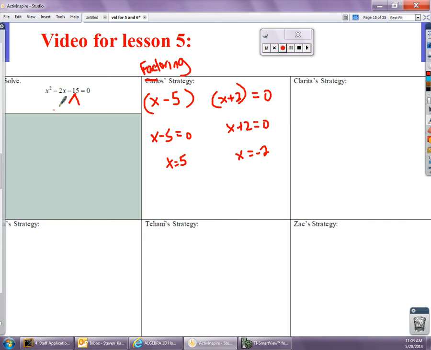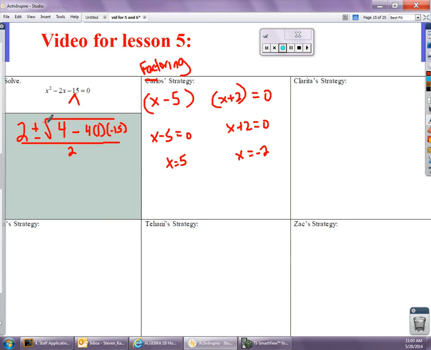I'm not going to write the quadratic formula, but remember it's negative b, so it's a negative 2 already. So negative negative 2, positive 2, plus or minus the square root of b squared. Negative 2 squared is a positive 4, minus 4 times a times c, which is negative 15, all over 2 times a, which is just 2 times 1, which is 2. Inside, negative 4 times 1 times negative 15 is positive 60. So 4 plus 60 is 64.